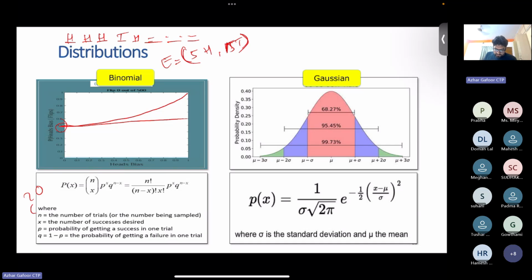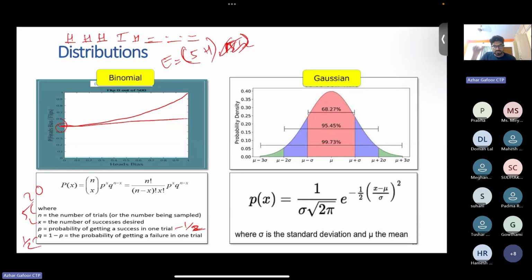Then we have x, the number of successes desired. So let's say our event is only 5 heads. So let's say our 5 is the x. Now, the probability of getting a success in one trial, that is the probability of getting head in one trial, that is 1 by 2. Then q is the probability of getting failure. In this case, it is also 1 by 2.